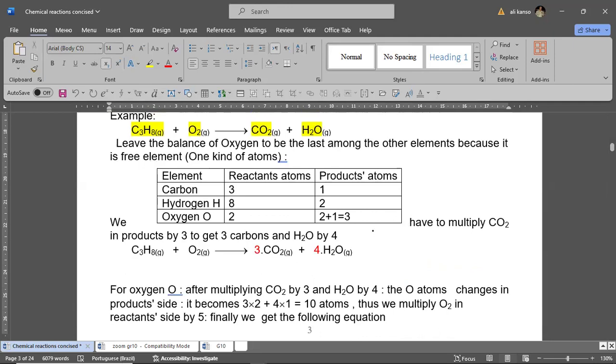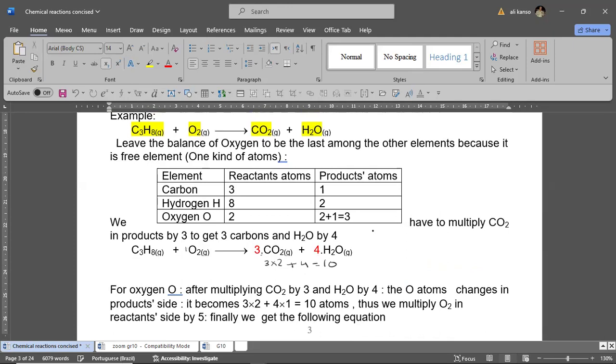Here we have 2 multiplied by 1. Here we have 3 times 2, 6 oxygen in the first molecule. In the second molecule, we have 4 times 1, 4. The answer will be 10.